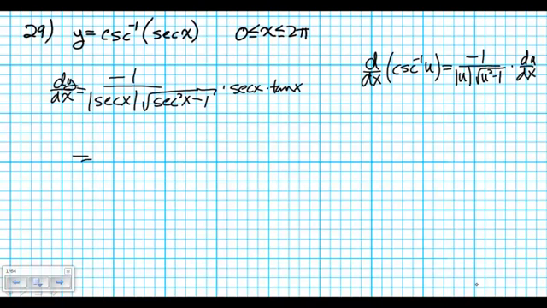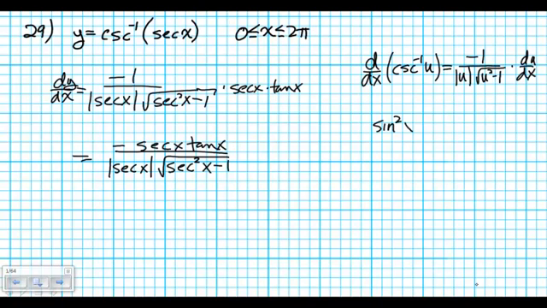And what do we end up with at the end? If I clean this up, negative secant tangent over the absolute value of secant x times the square root of secant squared x minus 1. But the absolute value doesn't matter because... Yeah, I think this is... No, it's... Can I just double check?